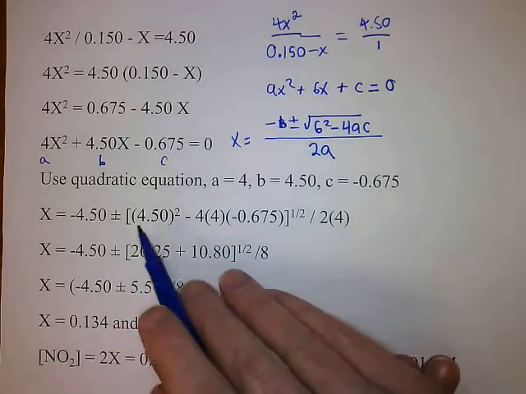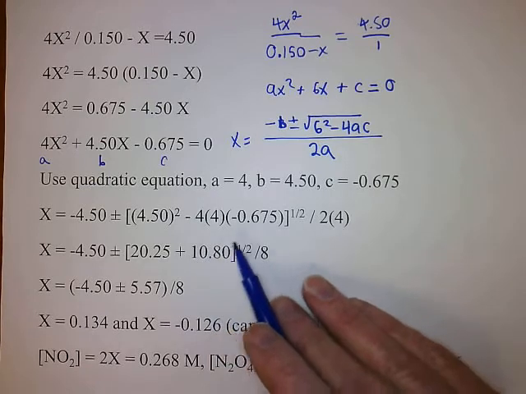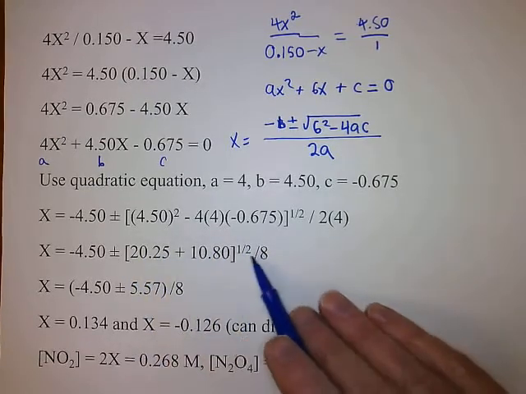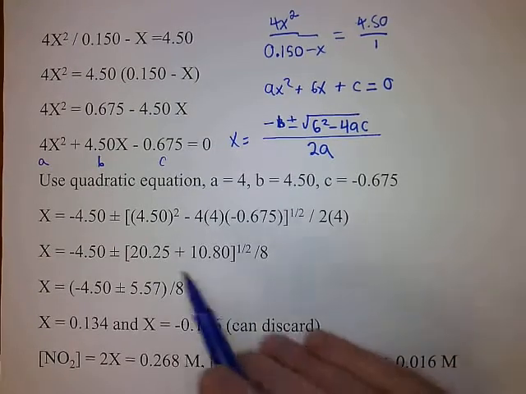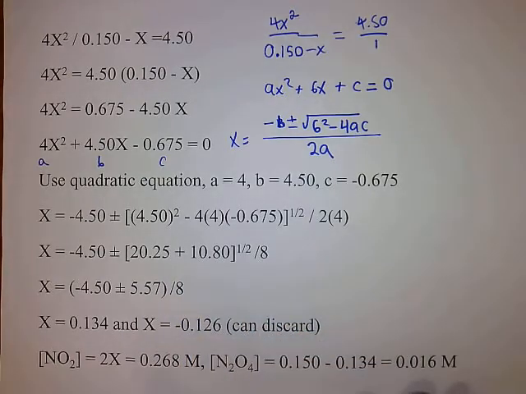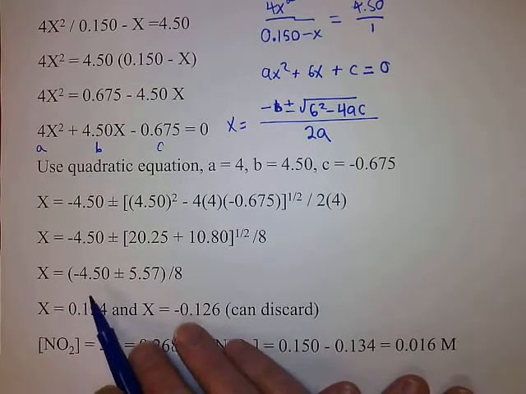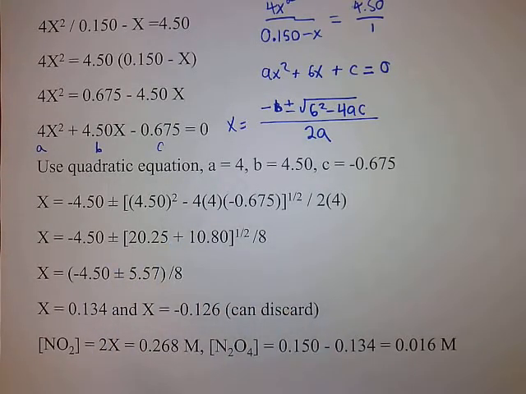So 4.50 squared is 20.25 plus 10.8. You take the square root of that, okay, and you get negative 4.5 plus or minus 5.57 divided by 8, and you come out with 2 possibilities for x. You always get 2 solutions to a quadratic because of the plus and minus, okay: 0.134 and negative 0.126, which you can discard, right, because you can't have a negative concentration.